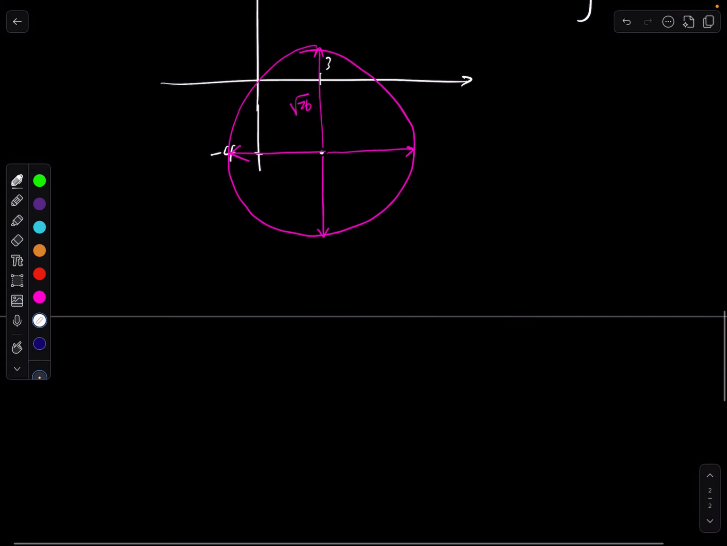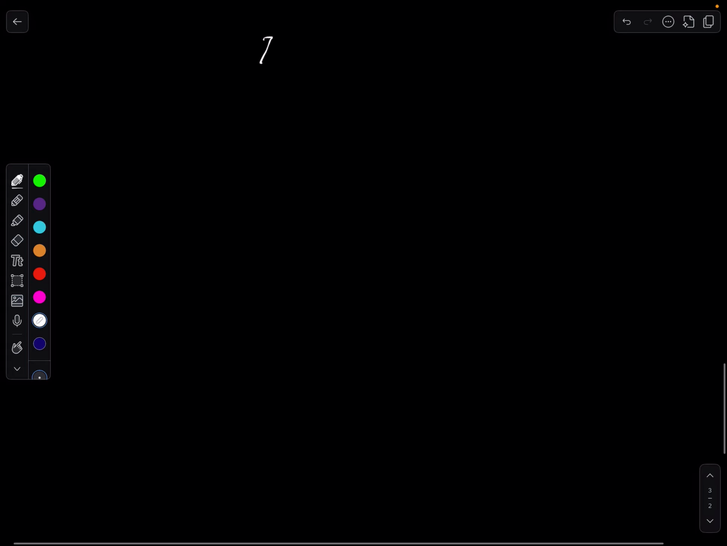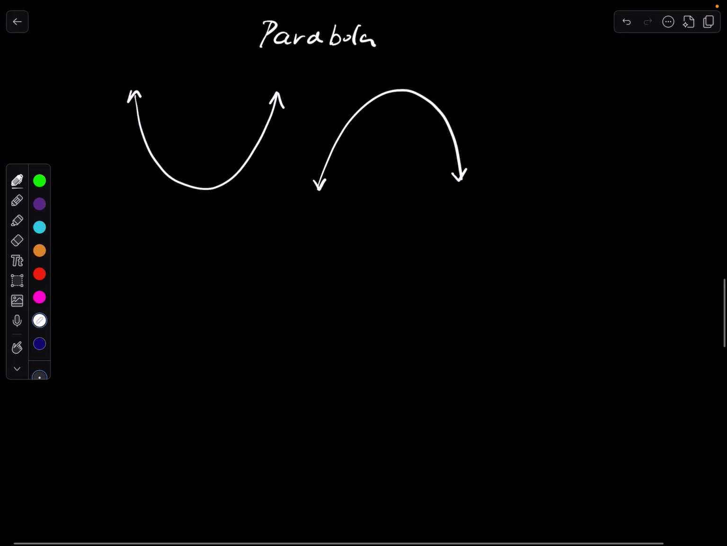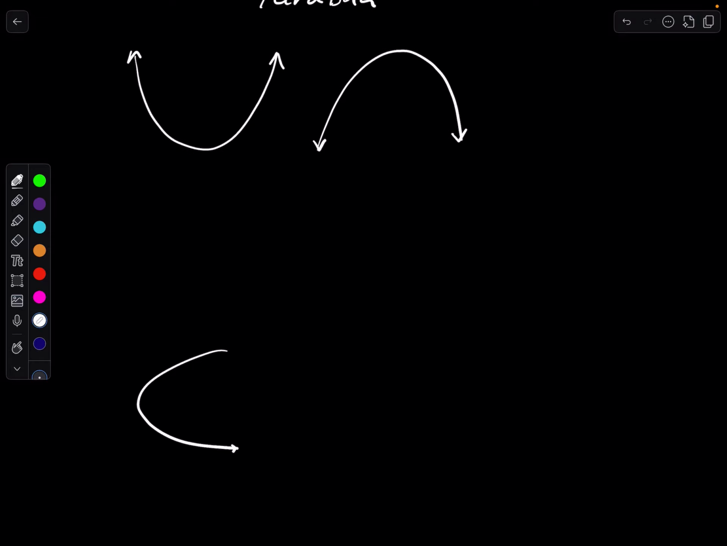So this is the circle. Let's go on to the next one, which is the parabola. A parabola has 2 different shapes. One is the happy face or sad face, opening up or down. The other one opens to the right, a C shape, or to the left.